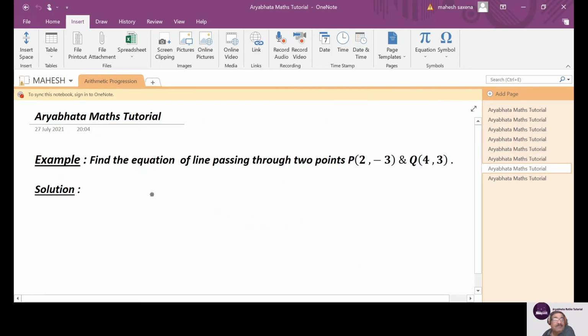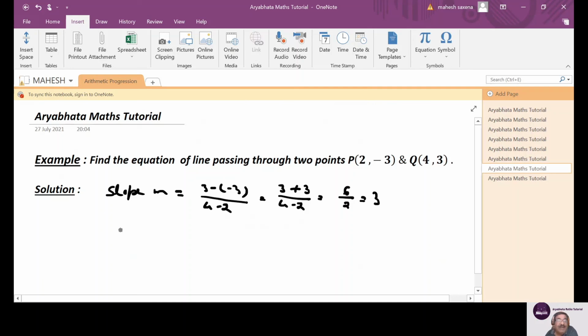We take an example. Suppose we have to find the equation of a line passing through these 2 points. Therefore, in this case, slope m is equal to y2 minus y1, that is 3 minus minus 3, upon 4 minus 2, that is 3 plus 3 upon 4 minus 2, that is 6 upon 2, that is equal to 3.